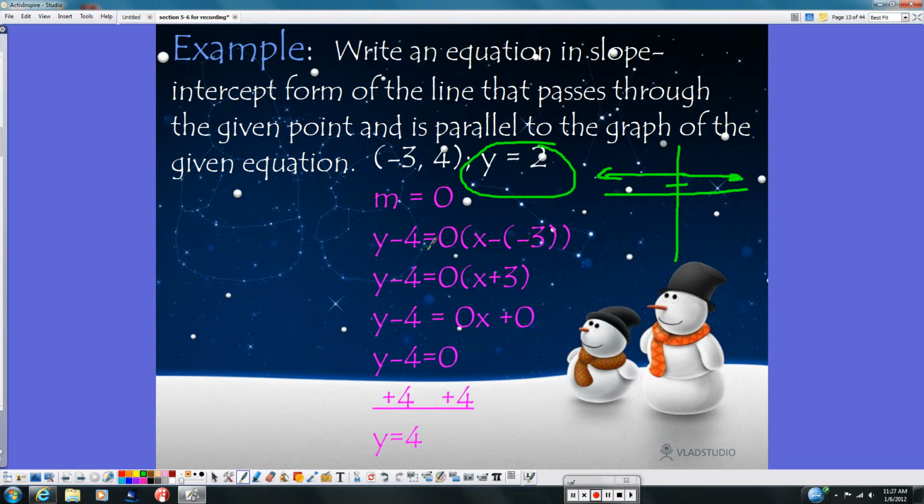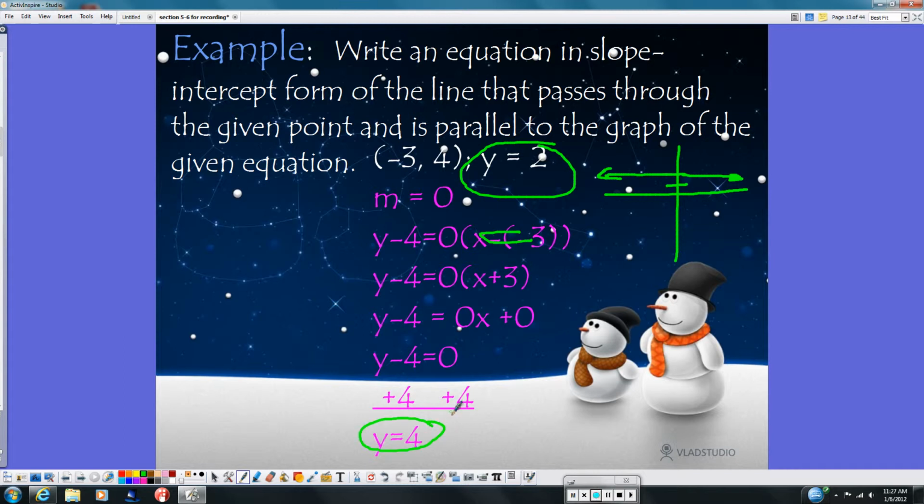So using our point slope form, we have y minus 4 equals 0 for slope, x minus a negative 3. Fix the double negative here, so y minus 4 equals 0 times the quantity x plus 3. Y minus 4 equals 0x plus 0, also known as just 0. Add 4 to both sides, so we end up with y equals 4.